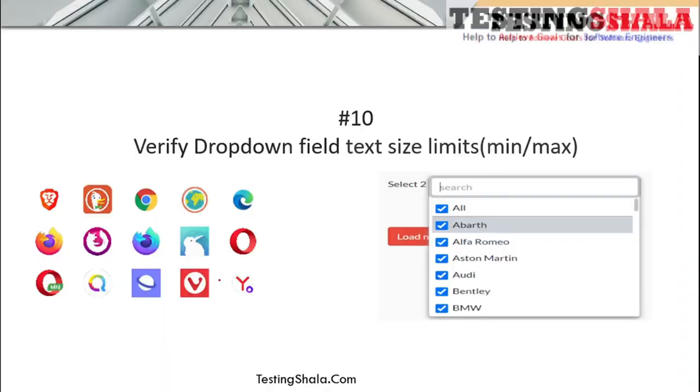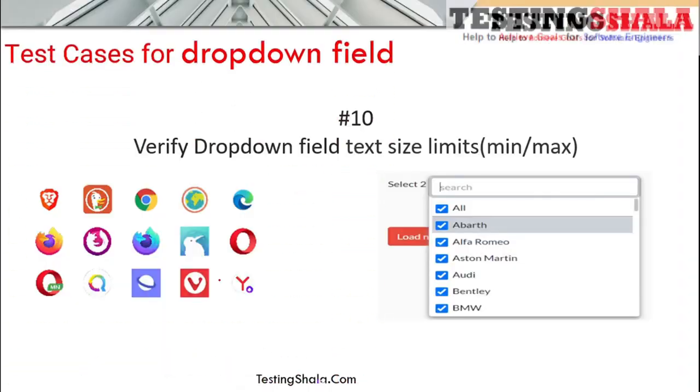Next type of test scenario you should write here is minimum and maximum. What is the minimum value this drop-down can take? What is the maximum value the drop-down field can take? That kind of validation also you should make as part of testing the drop-down field.